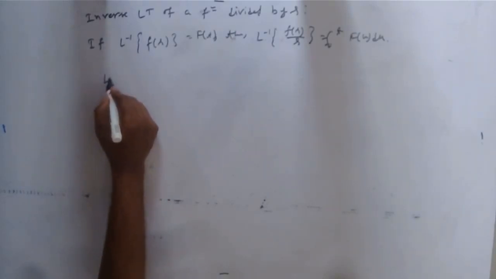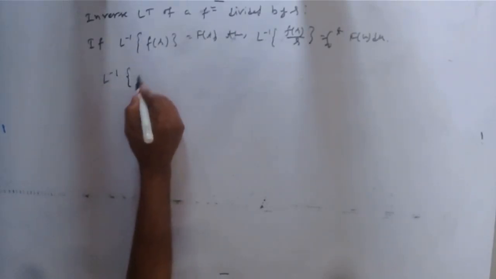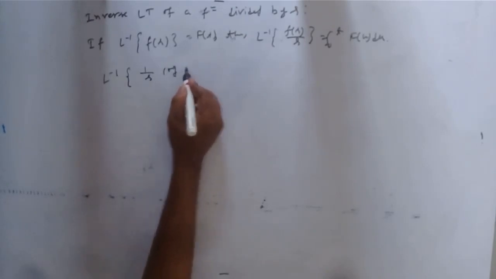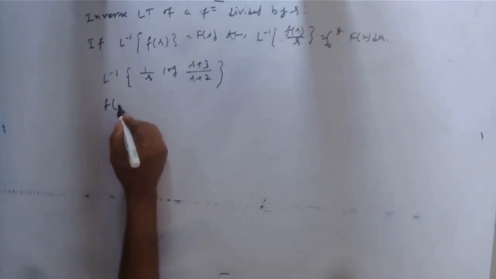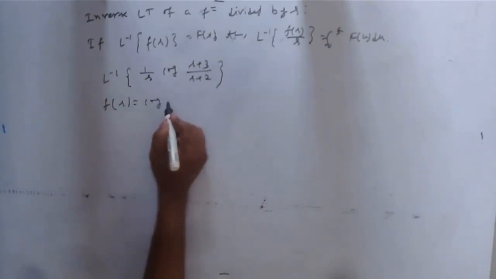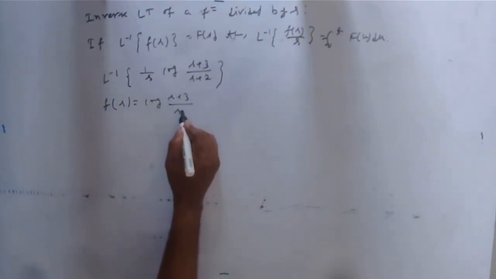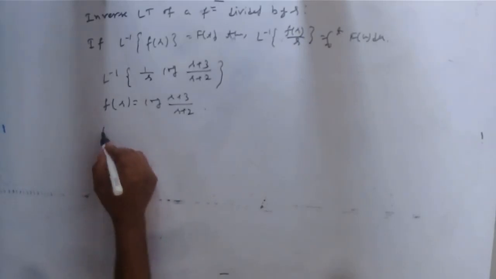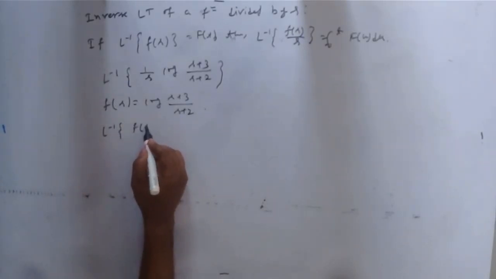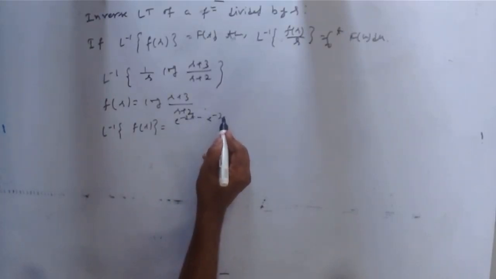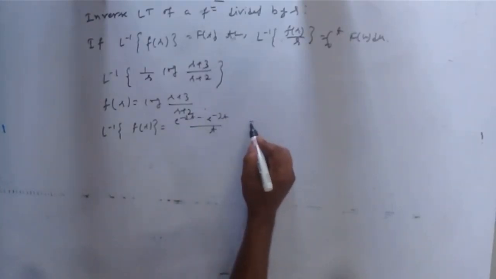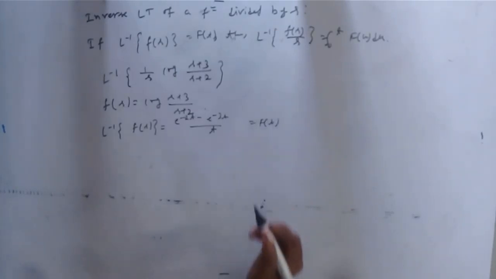Let us take L inverse of 1 by s into log of (s plus 3) by (s plus 2). So let F(s) equal log of (s plus 3) by (s plus 2). So L inverse of F(s) is equal to (e to the power minus 2t minus e to the power minus 3t) by t. We have done it before.